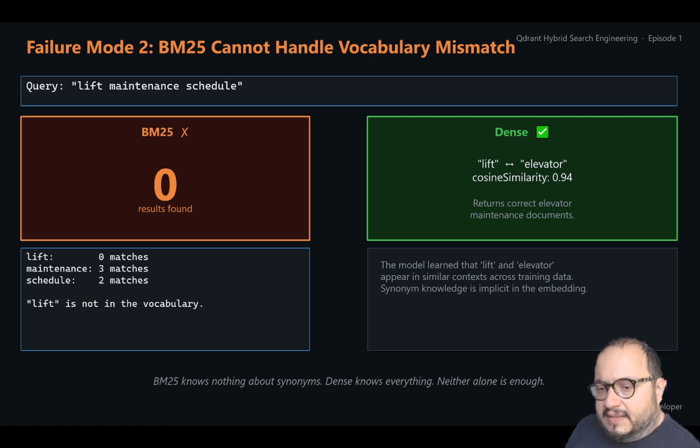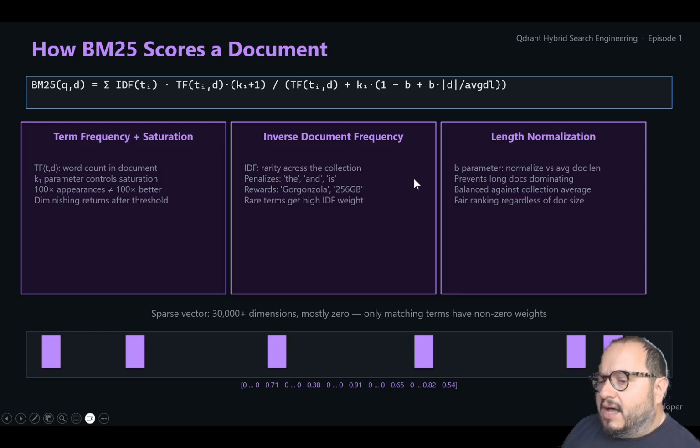Dense search for intent and concept matching, sparse search for exact token precision. The question is how to combine them. Before we get to the fusion strategies, let me show you exactly how each method works internally, because understanding the mechanics is what lets you tune the system.